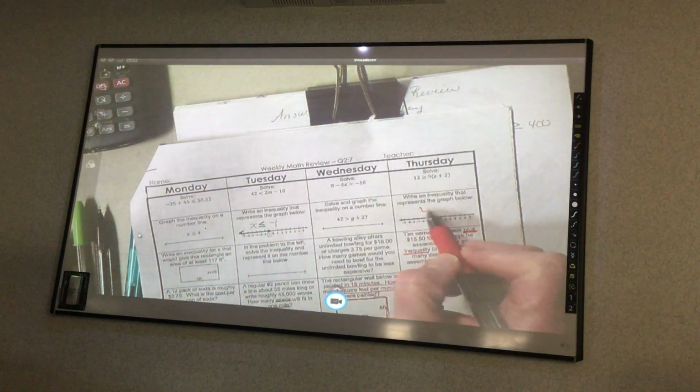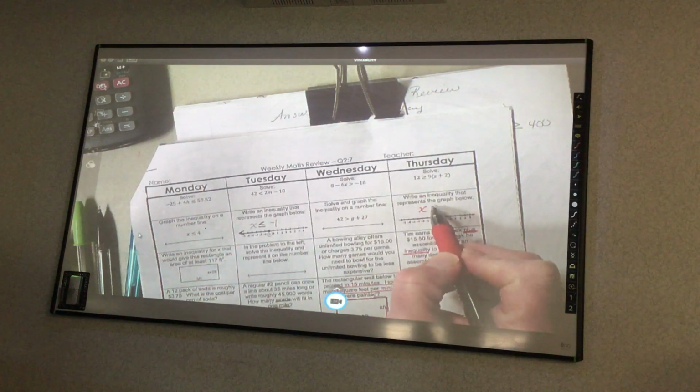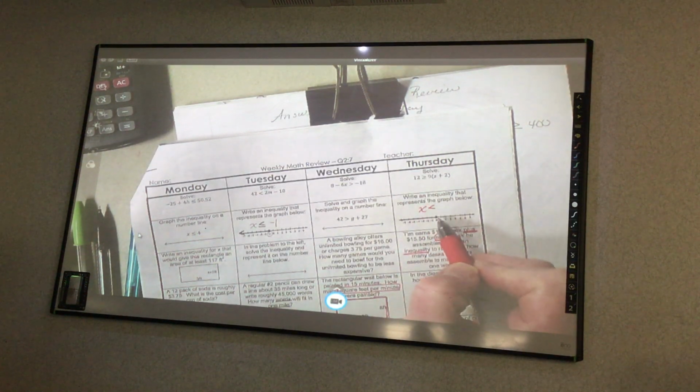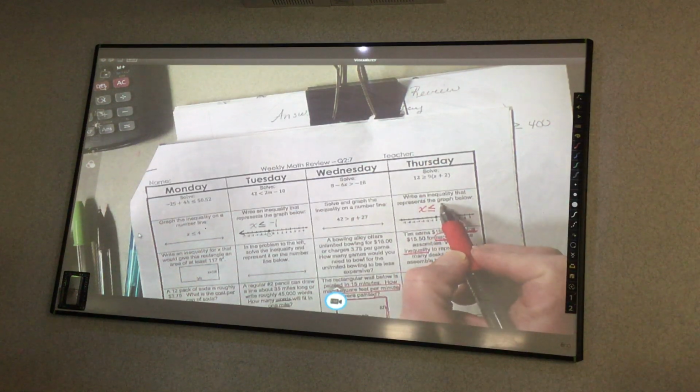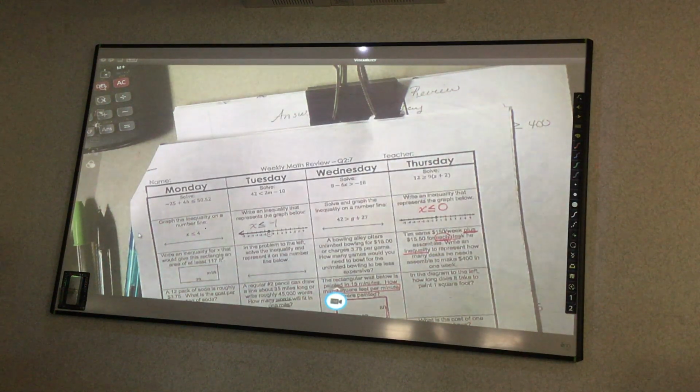Number 2, write an inequality that represents the graph below. We have X, and the arrow's pointing to the left, so it's going to be less than. It's filled in, so it's also going to be equal to, and it's on the number 0.